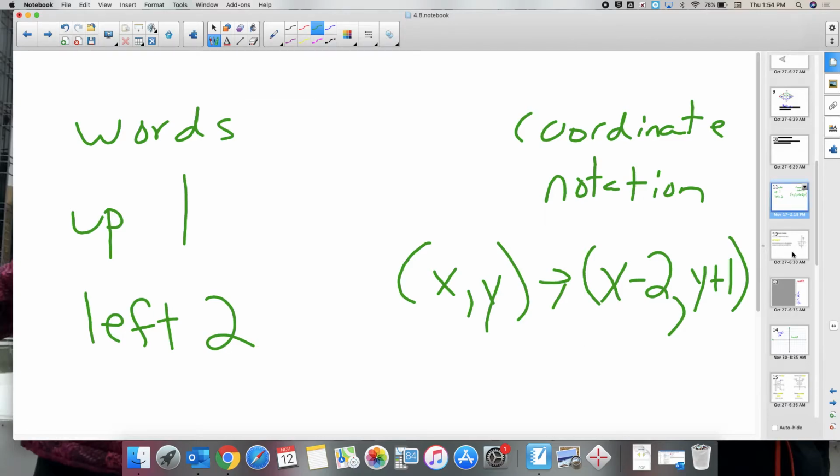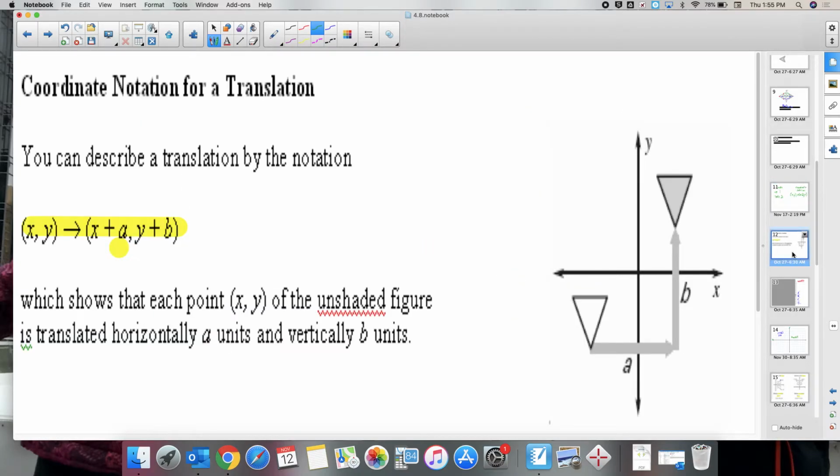So coordinate notation then, for your translation, says we are going to affect our x value, and then we're going to affect that y value. And how are we going to use it? We're going to translate it left and right. We're going to move it up and down. Left and right affects your x. Up and down affects the y.